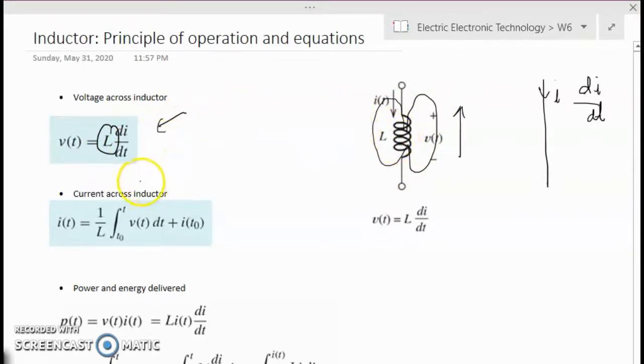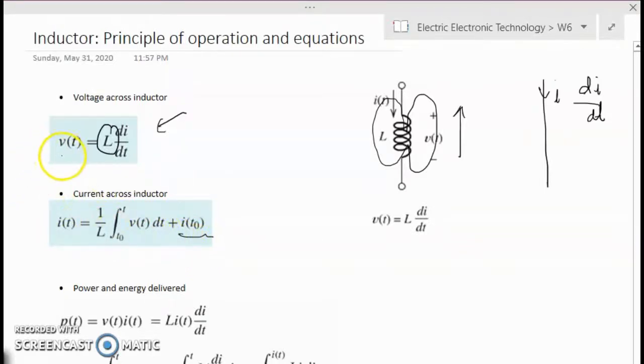So now what about the current? How do we evaluate the current? If we know the voltage, then the current is basically the integral. From the previous equation, V equals L di over dt, if we want to know the current, it's V multiplied by 1 over L, and the integral of that. As L is a constant, we can take it out, so it becomes 1 over L. So the current equals 1 over L multiplied by the integral of v(t) dt, and of course, there is i(t0) here. i(t0) represents the initial condition of current at time equal to 0.